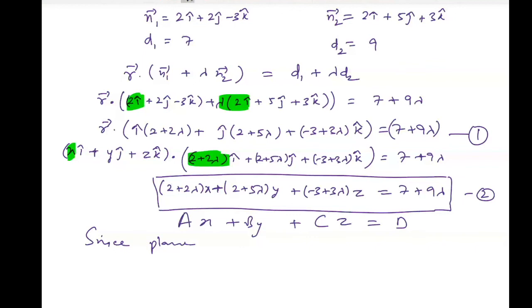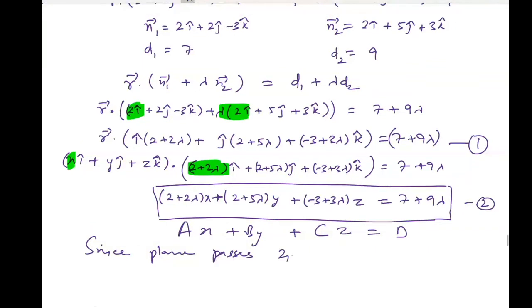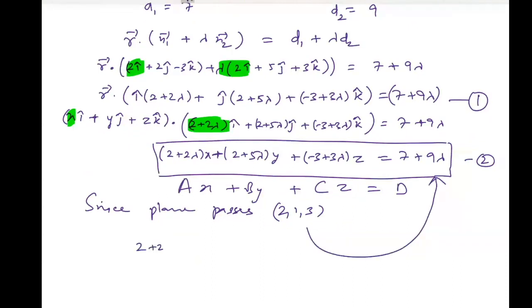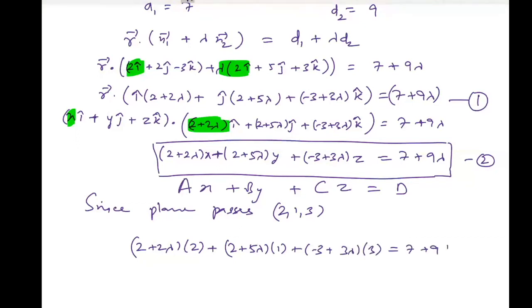What is the point? The point is nothing but (2, 1, 3). Because this plane passes through this point, the point will satisfy the equation of the plane. So just substitute this point into the plane: 2 plus 2 lambda multiplied by 2, plus 2 plus 5 lambda multiplied by 1, plus minus 3 plus 3 lambda multiplied by 3 is equal to 7 plus 9 lambda. You just find the value of lambda, that's it.